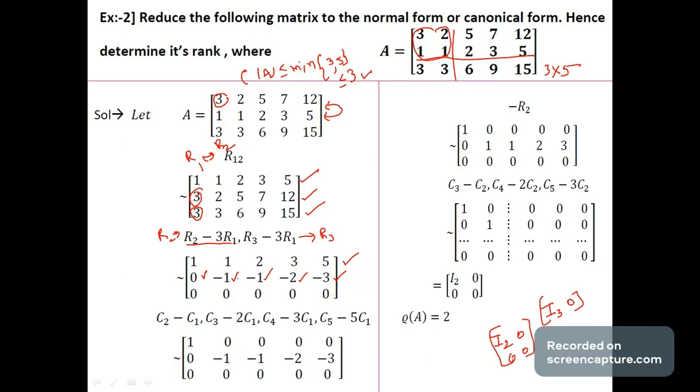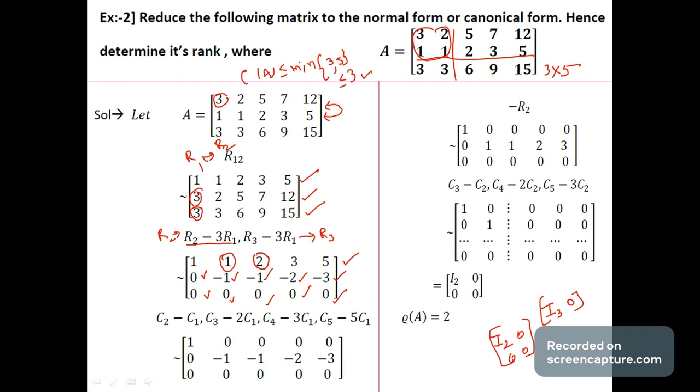Next, 3 minus 3, 0. 6 minus 3 into 2, 0. Next, 9 minus 3 into 3, 9, 9 minus 9, 0. Okay. Next, 15 minus 3 into 5, 15, 0. Okay. Now we try to make these elements 0.